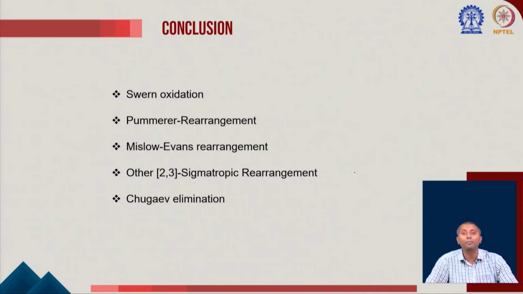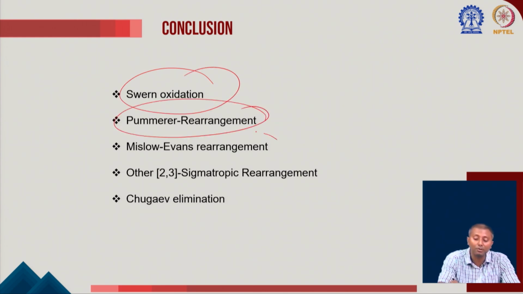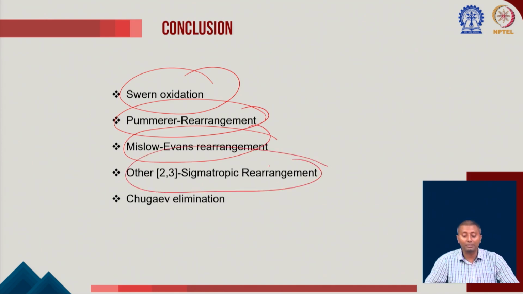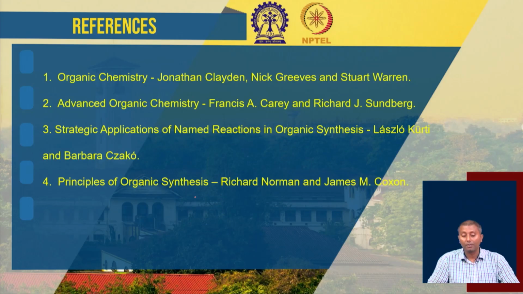So in this particular part, I talked about the Swern oxidation, then the very important Pummerer rearrangement, and you have seen the Mislow-Evans 2,3-sigmatropic shift, and again I ended by talking about the Chugaev elimination. Again, these are the textbooks. The Clayden book is very good if you try to follow this chemistry.